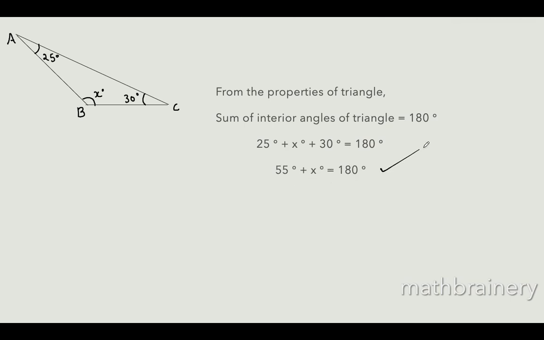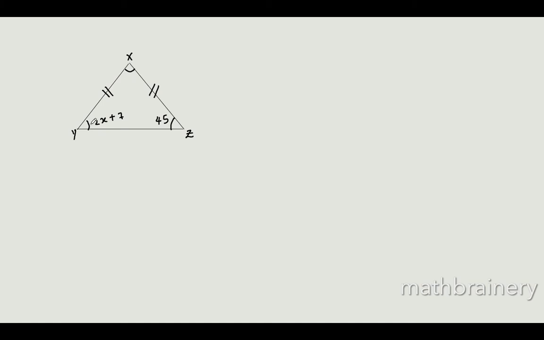So 55 degrees plus x degrees must be 180. Now what is this? This is again a linear equation. Let's solve for x. Transpose this 55 to the right hand side. You get x degrees as 180 minus 55, which is 125 degrees. So the value of x is 125 degrees.